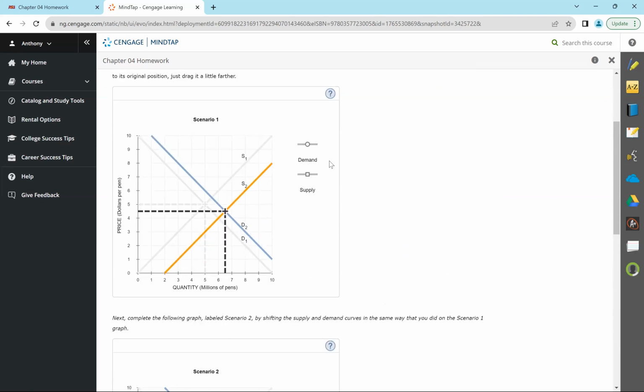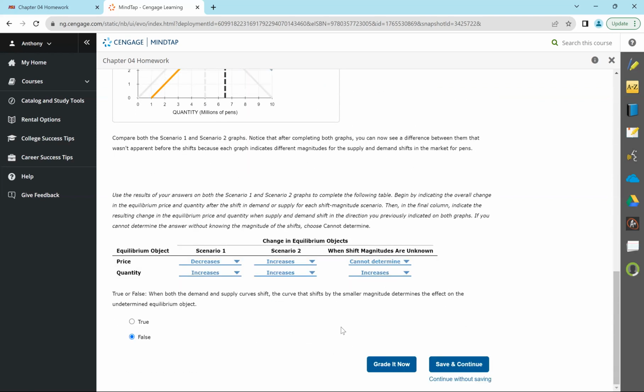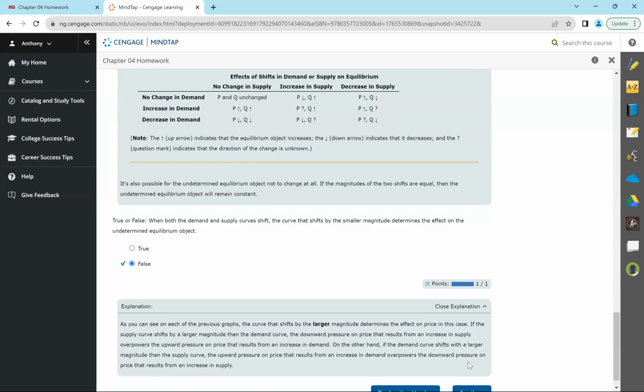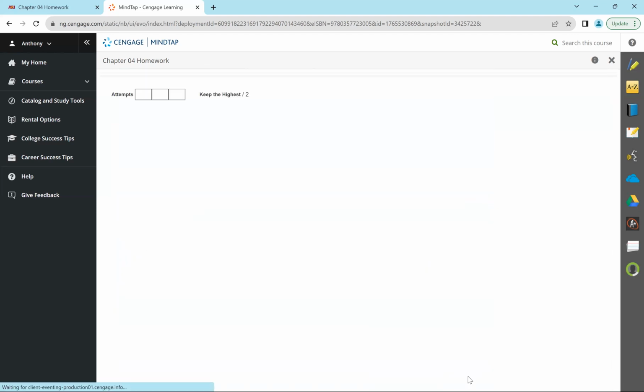I always just double check that I actually did everything. I can't tell you how many times I've missed one thing and then it's redoing the problem for half a point or something.